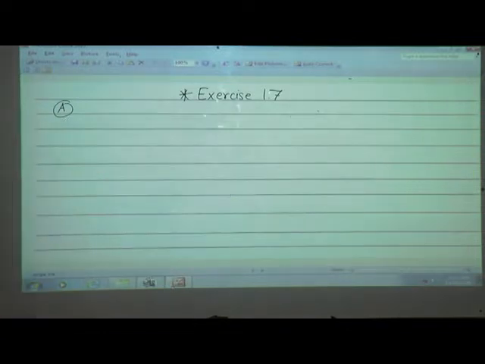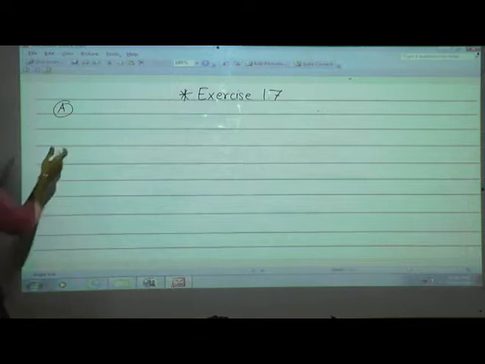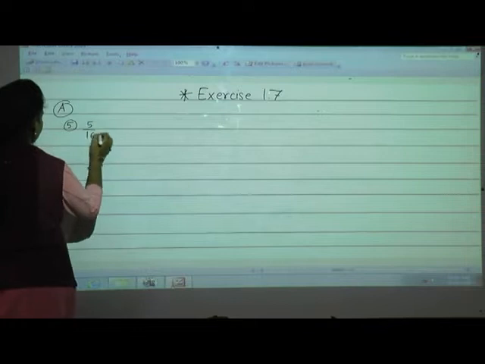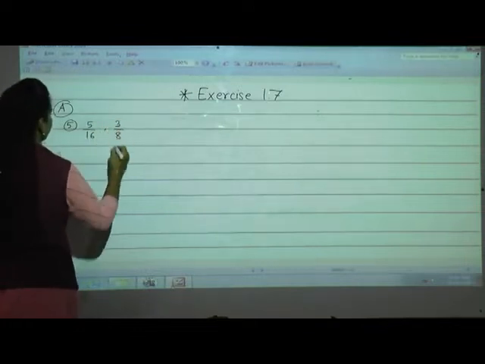Now the third one we have solved. Now the fifth one I will solve. What is the fifth one? 5 upon 16 and 3 upon 8.